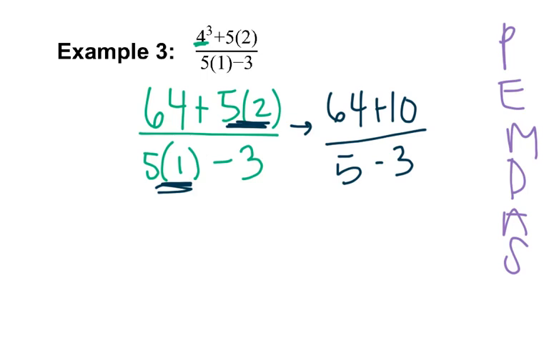Next, we're just going to add and subtract. So on the top, 64 plus 10, that gives me 74. And on the bottom of the fraction, we're going to do 5 minus 3, which gives me 2. Now we are ready to divide this. So we're going to take 74 divided by 2, and we get 37.